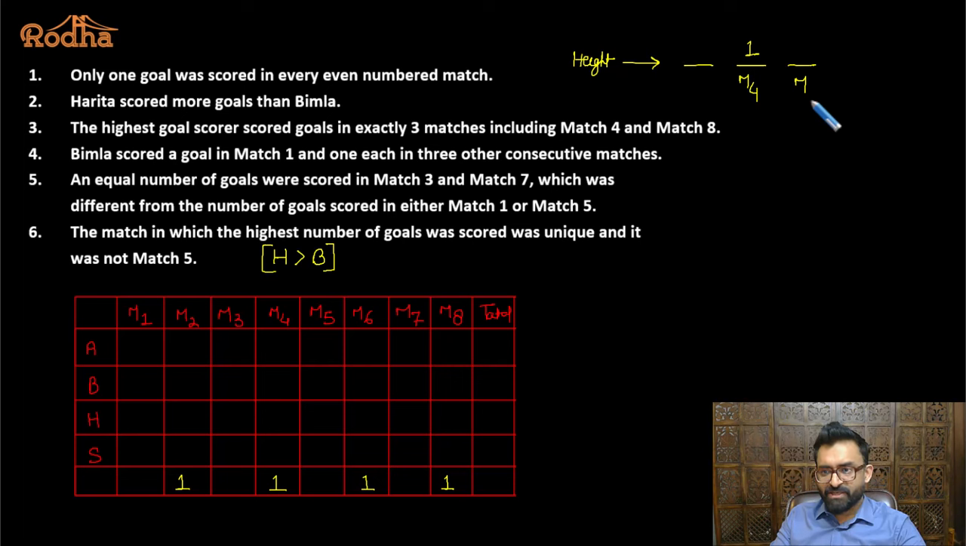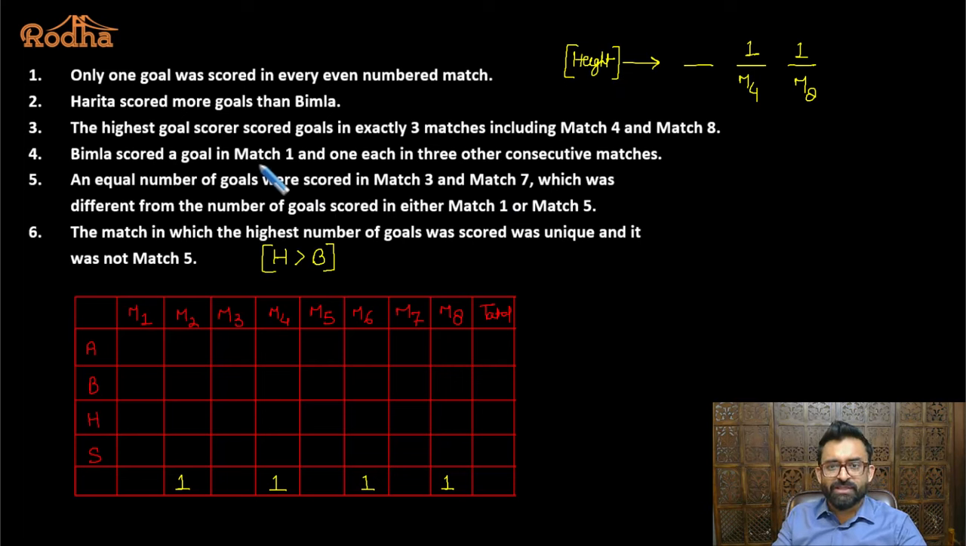One more match is mentioned, match 8. In match 8, only one goal is scored. So that goal will be scored by the scorer who is going to score the highest number of goals. Fine. That goal, which is scored in match 4, will be scored by the player who is going to score the highest number of goals. Okay. That's what the idea is, match 4 and match 8. Fine. What else is given?